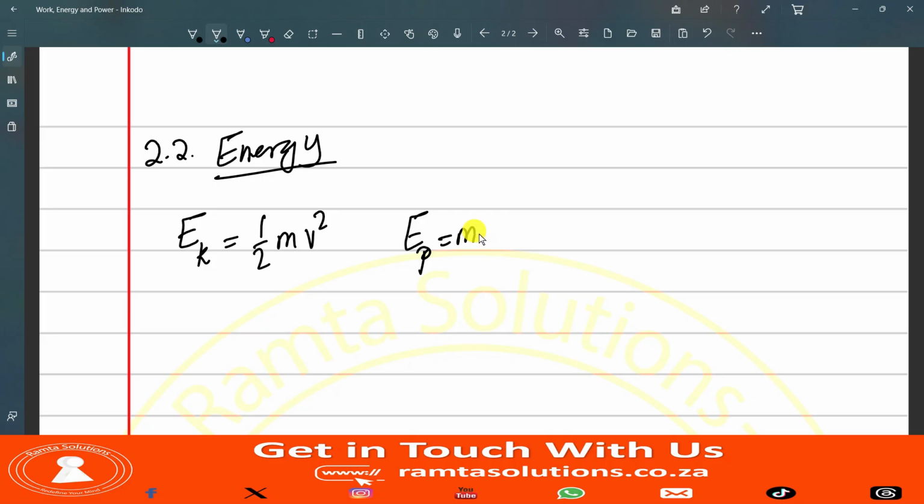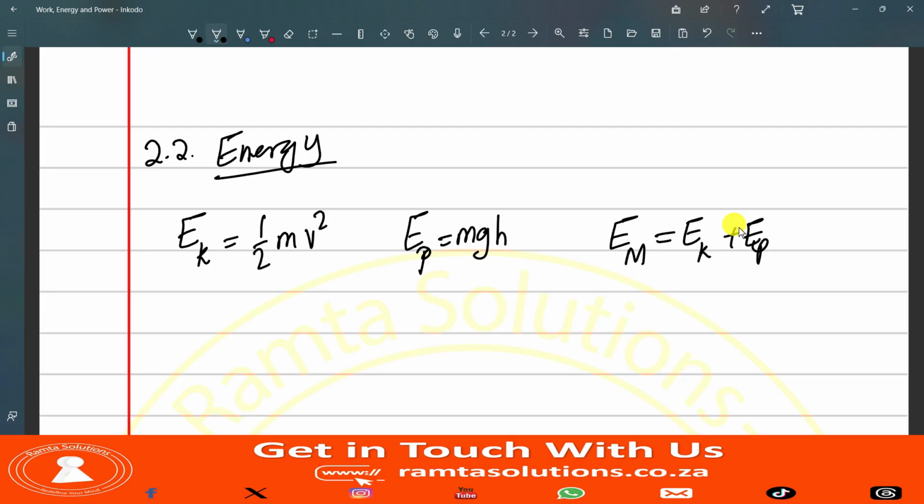Potential energy is mass times gravitational acceleration times height of the object. And then we have what we call mechanical energy. Whether you say EM or M or E mech, it doesn't matter. It is E sub K plus E sub P. So mechanical energy is the sum of kinetic energy and potential energy.